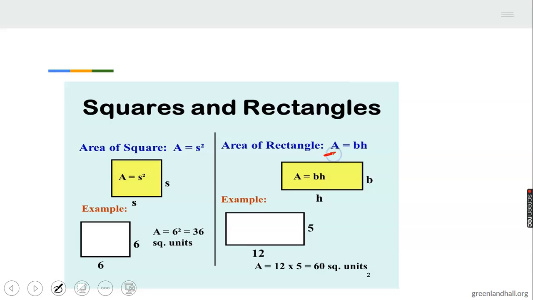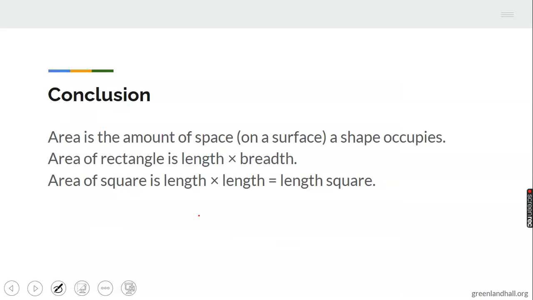Area is what? Length times breadth or base times height. Look at this one. The area of this shape here, you can see this shape, is what? The base times height. Look at the base, that is the number down. That's 12 multiplied by 5. That's what? 60. Can you see that? Look at this one. 6 times 6. You can just say 6 square. And that's what? 36. That's how we get the answer there.